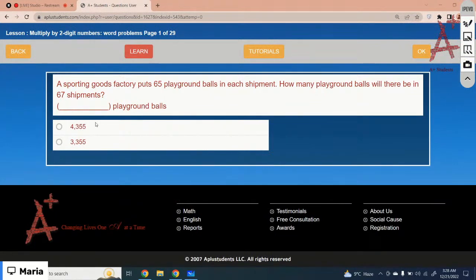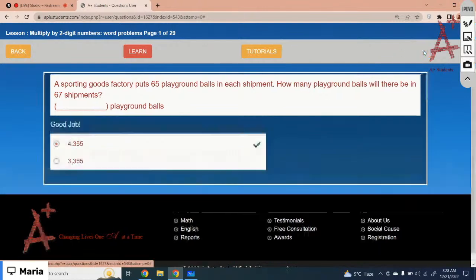So the correct option is 4,355. Just select the correct option, then click on the OK button. Got it, everyone?